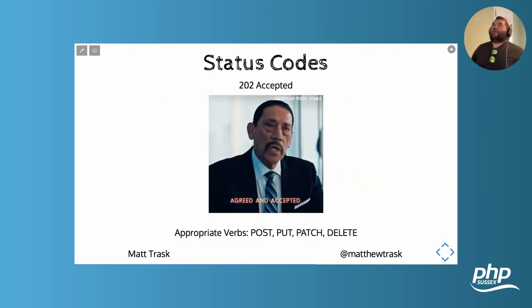202 accepted. The use case for this one is, let's say that you are streaming a CSV up to your server and you want to create 5,000 records off of the CSV. That's going to take a little bit of time. I might respond with a 202 accepted and say, hey, I got your request. Makes perfect sense. Everything checks out. It's going to take me a little bit of time to get through this. So here's your 202 accepted, so you know it's going to do its thing.